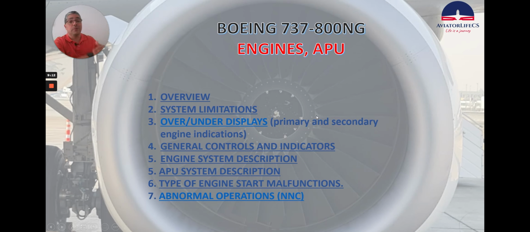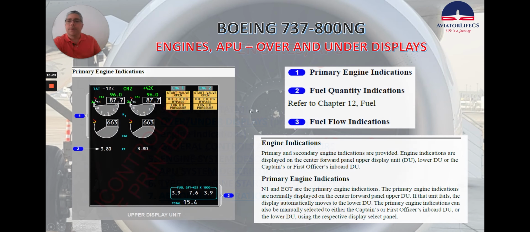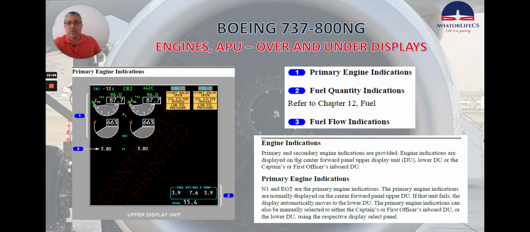And now we'll start with the long part here, which is the over and under displays. Engine indications. Primary and secondary engine indications are provided. Engine indications are displayed on the center forward panel upper display unit, lower DU, or the captain's or first officer's inboard DU.